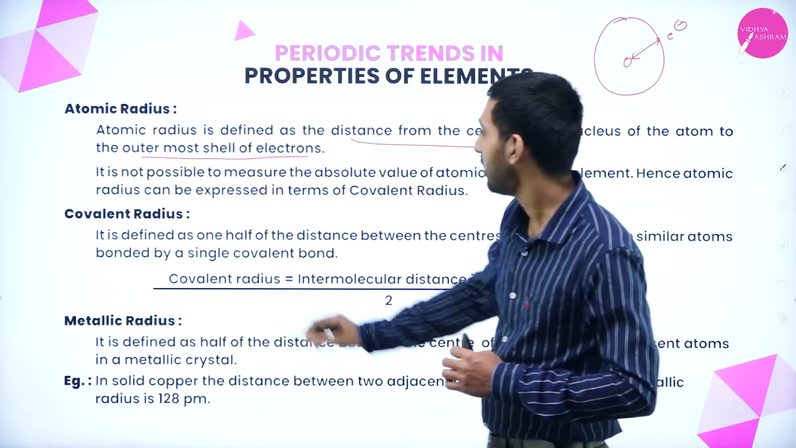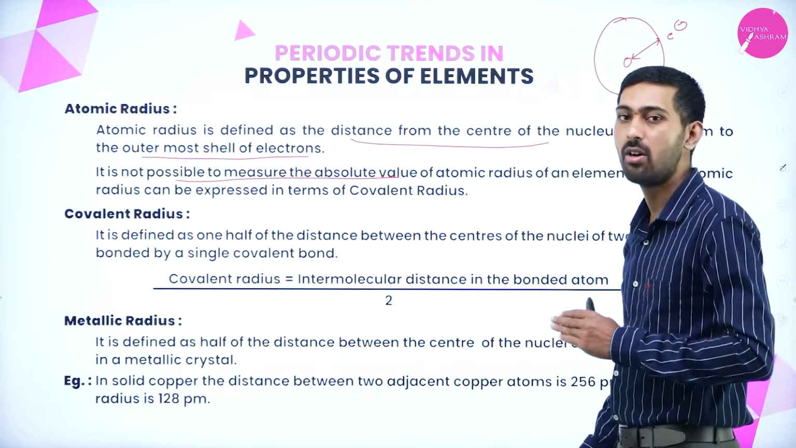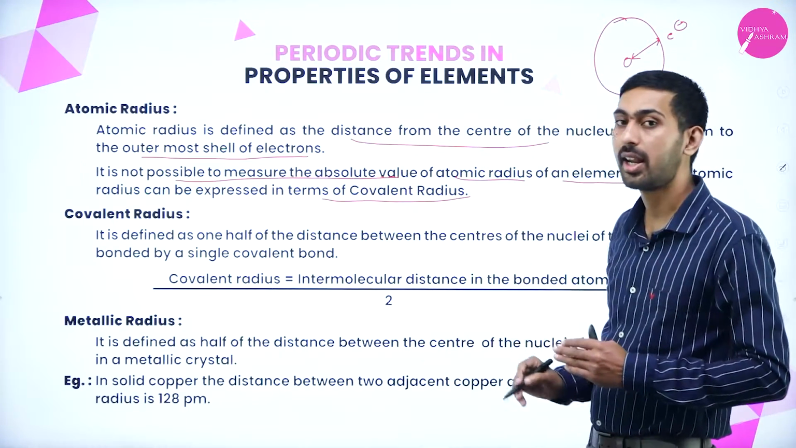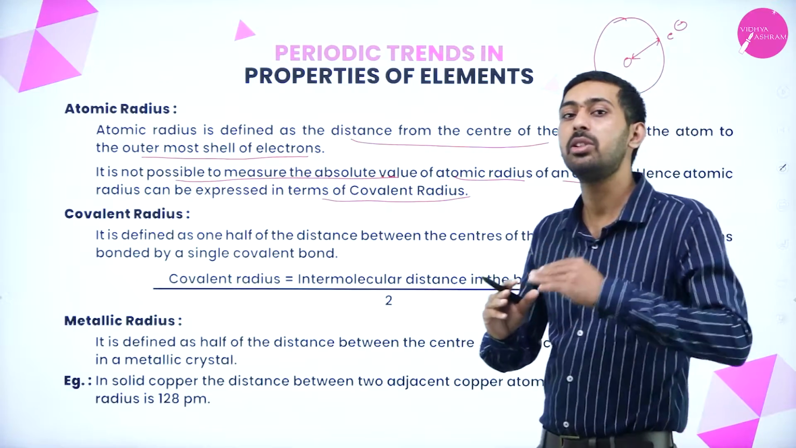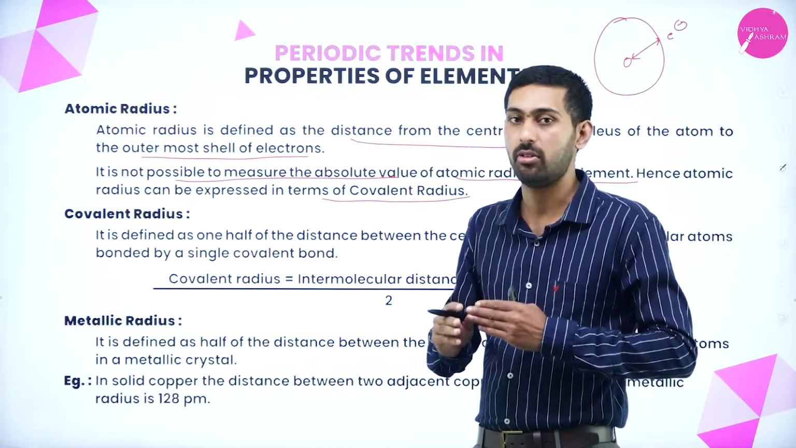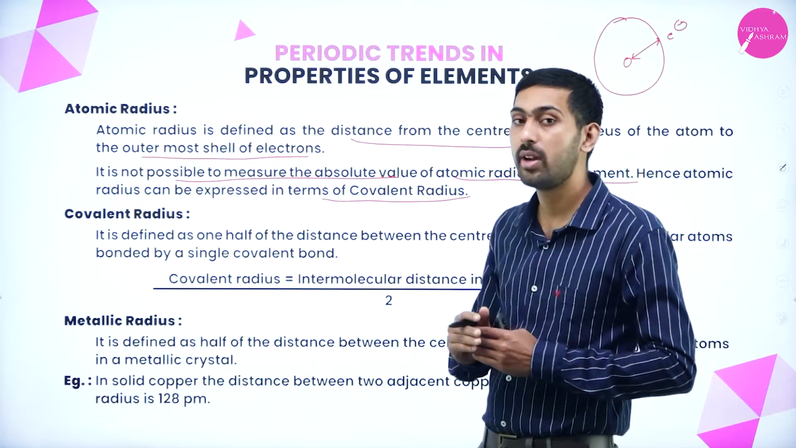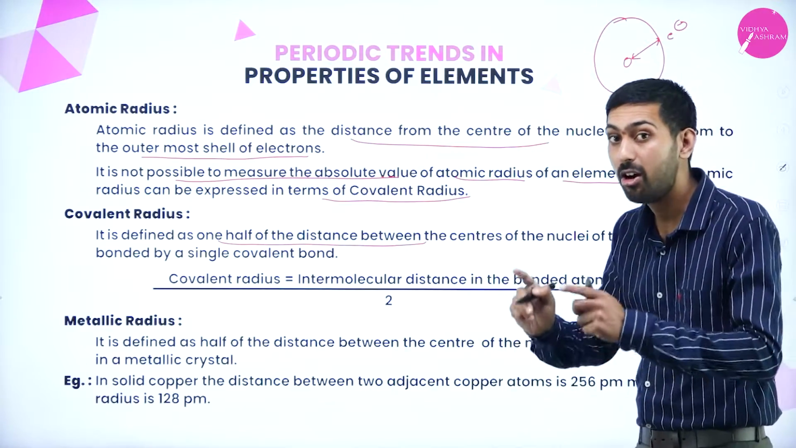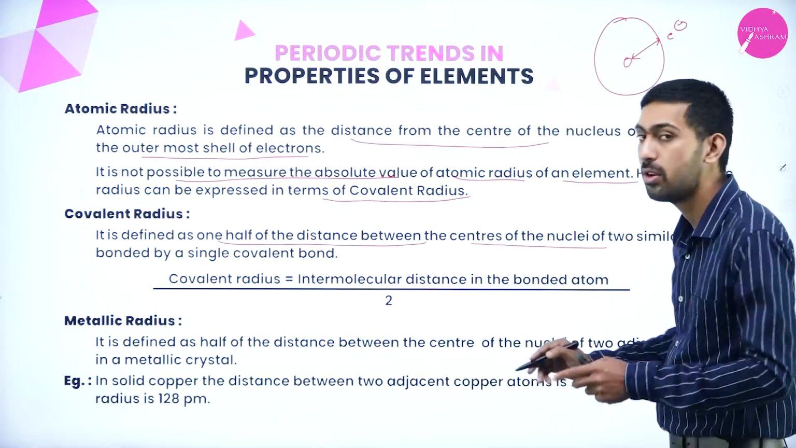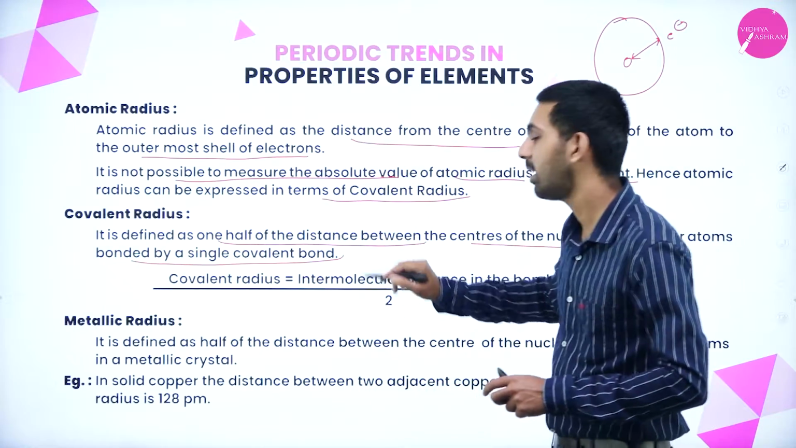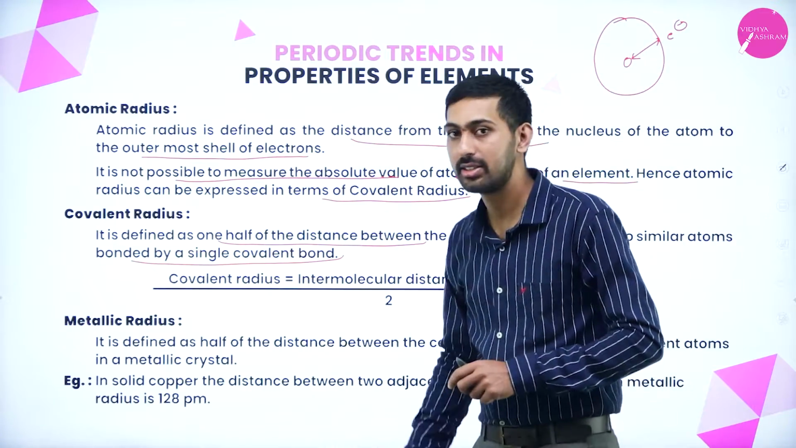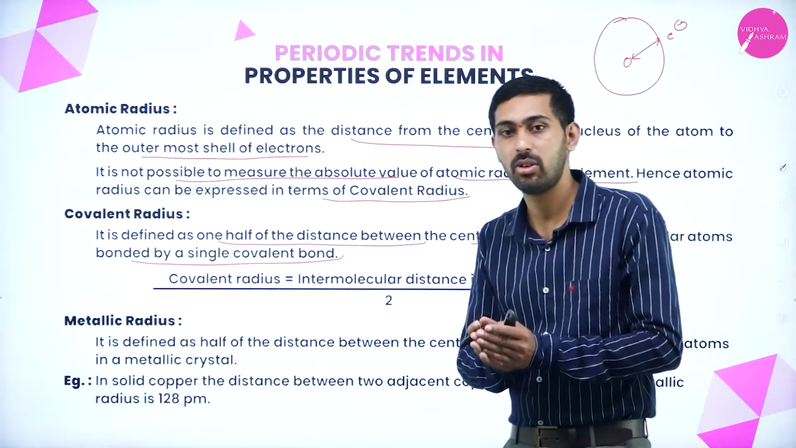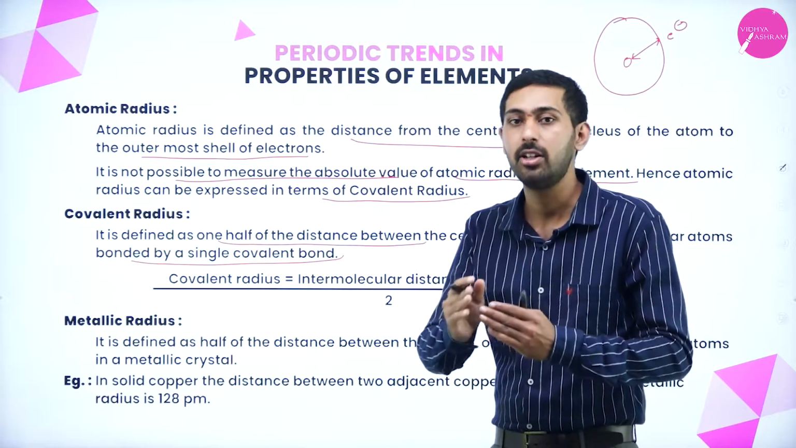It is not possible to measure the absolute value of the atomic radii of an element. Hence, atomic radii can be expressed as covalent radius. We cannot directly measure the perfect value, so we express it in terms of covalent radius. What is covalent radius? It is one half of the distance between the centers of the nuclei of two similar atoms bonded by a single bond. So covalent radius is equal to the internuclear distance between bonded atoms divided by 2.